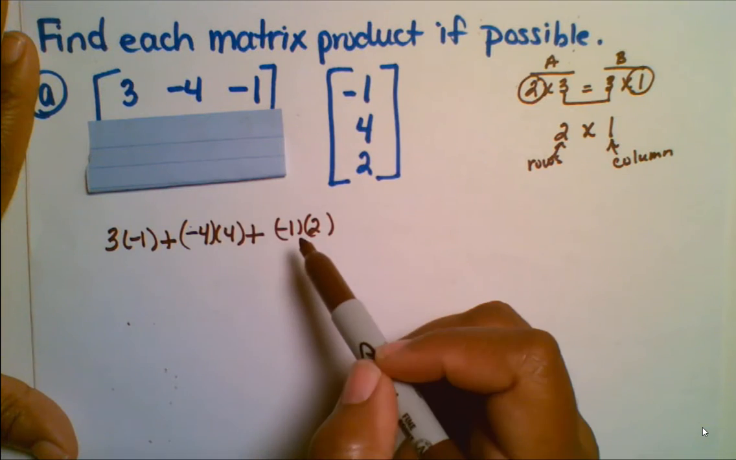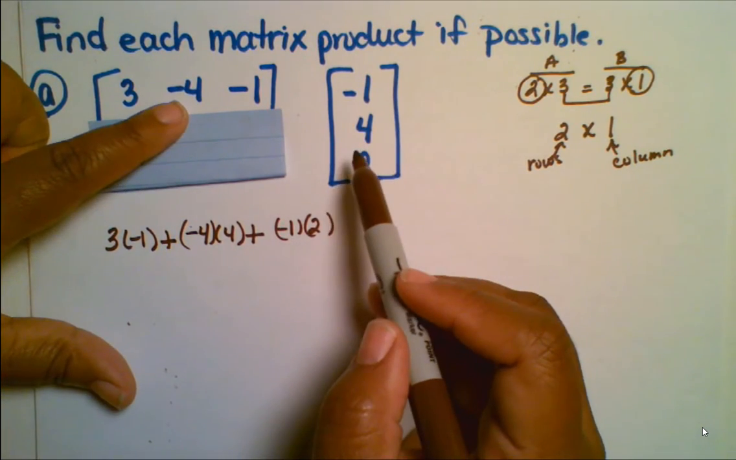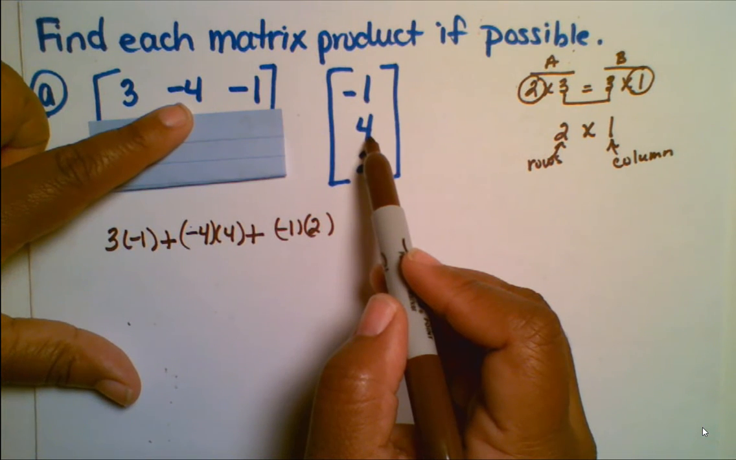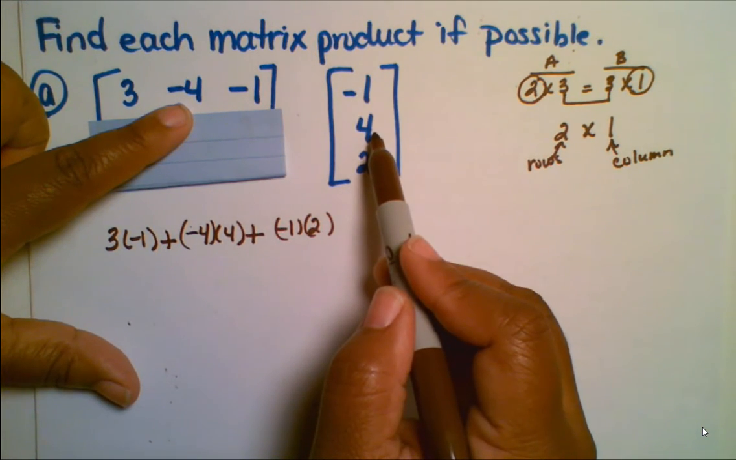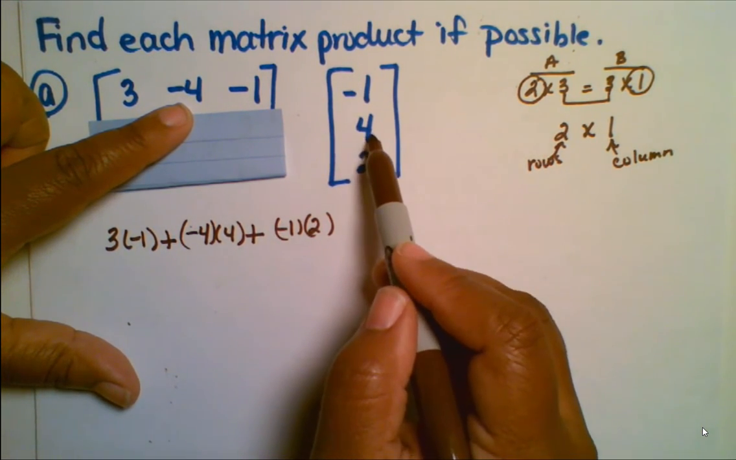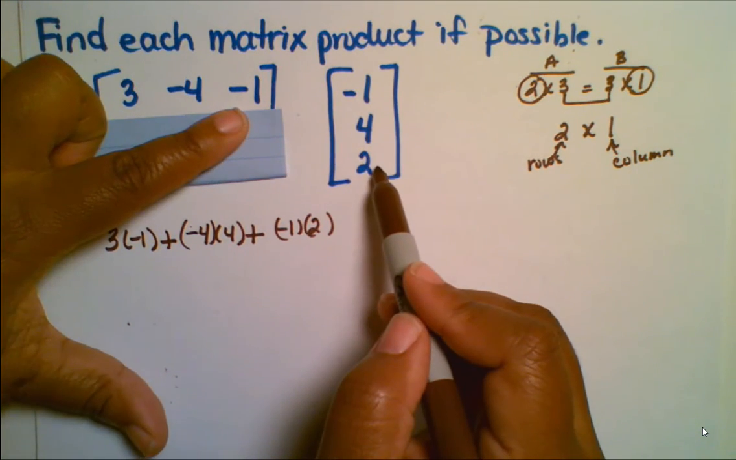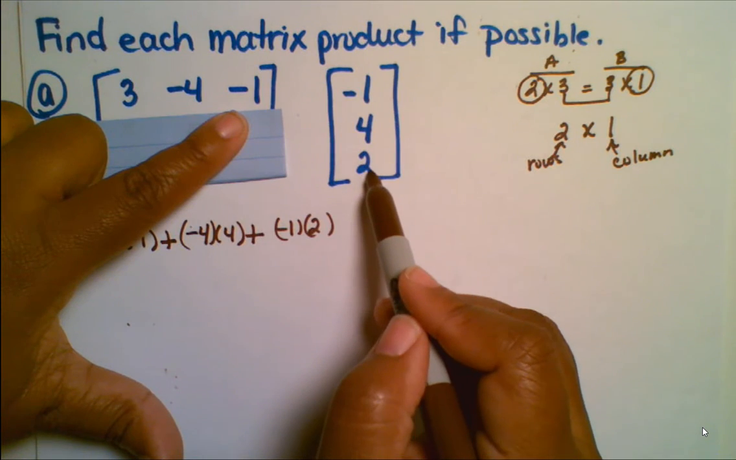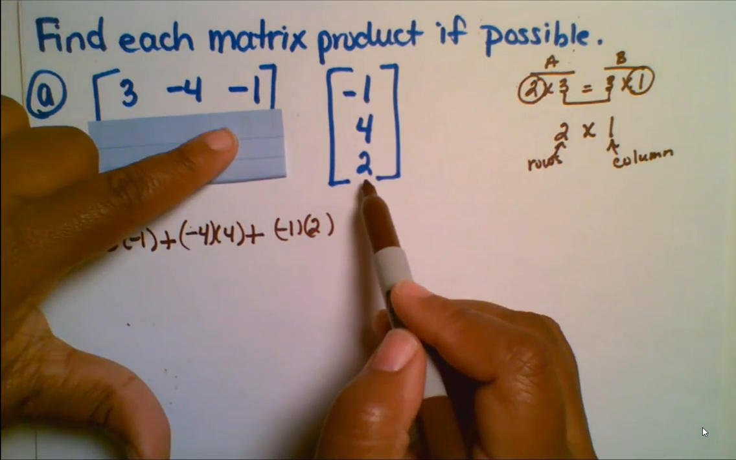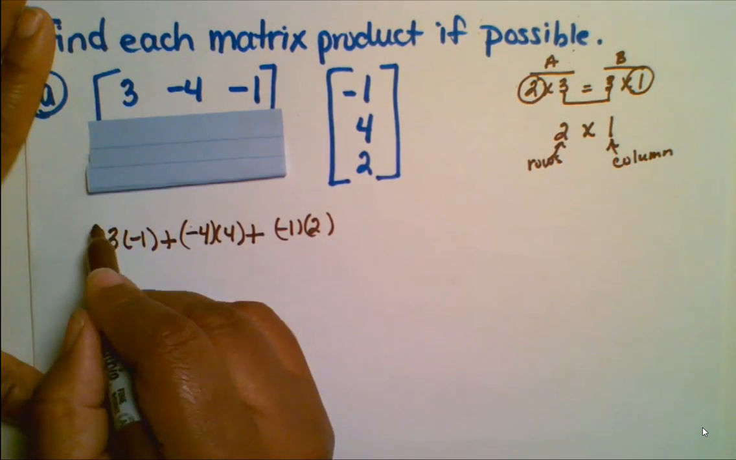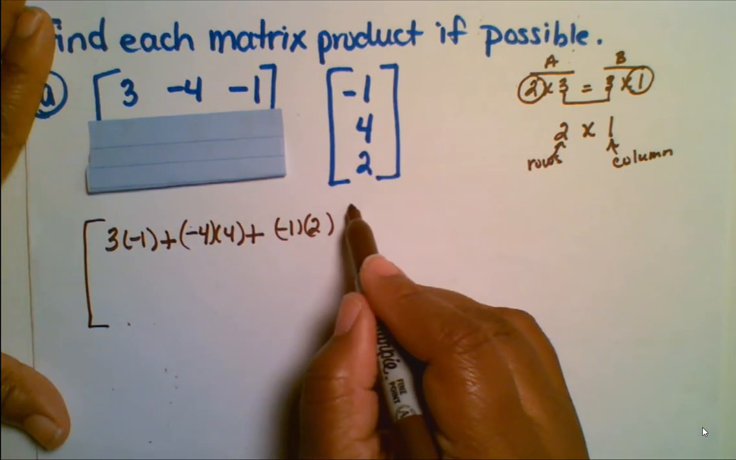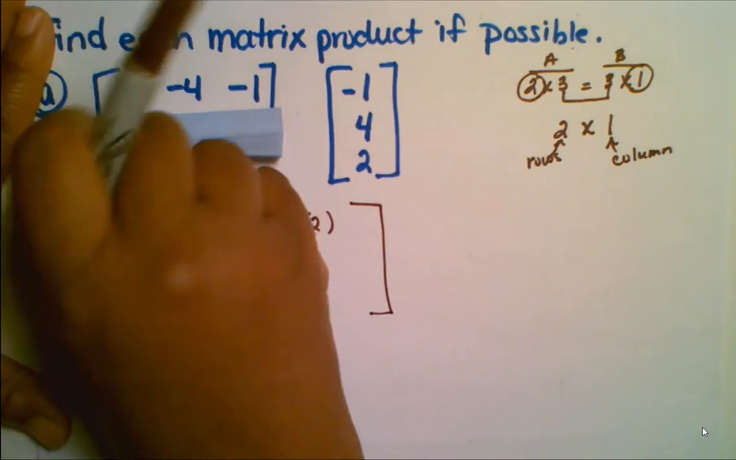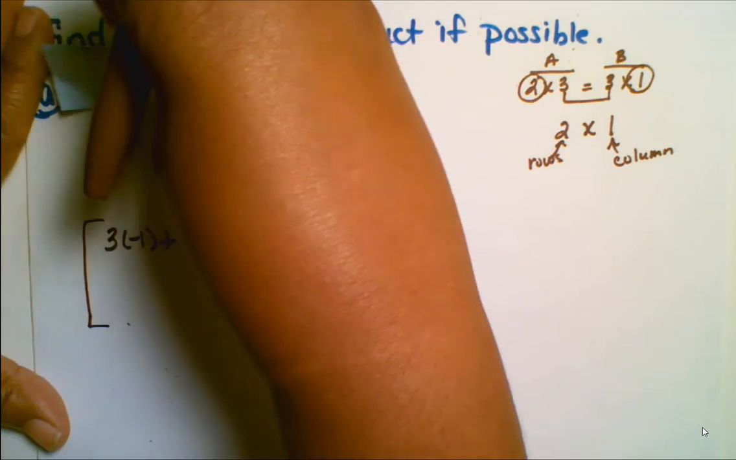For the -4 and 4, we took the second element in the first row times the second element in this first column. Then the third element in the first row, we multiplied it to the third element of the first column. So we're finished with that right now. So let's look at row 2.